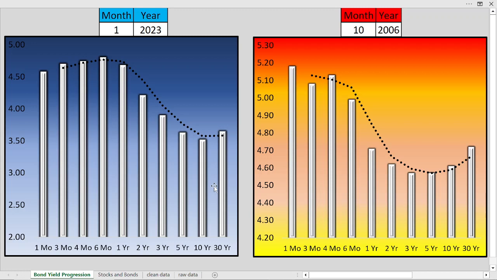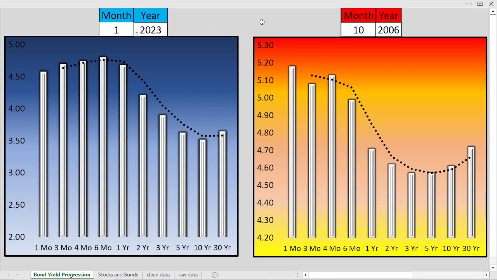We see here on the left hand side the blue chart. This shows the U.S. Treasury market as of January 2023, just a few months ago. The 1 month bond pays a 4.58, the 3 month at a 4.70. The highest yield we see is the 6 month at a 4.80, and then we have, of course, the inverted bond market with a 10-year paying at 3.52.